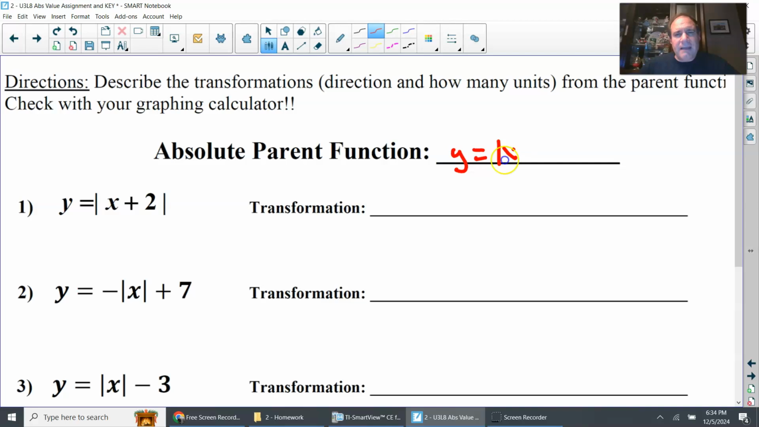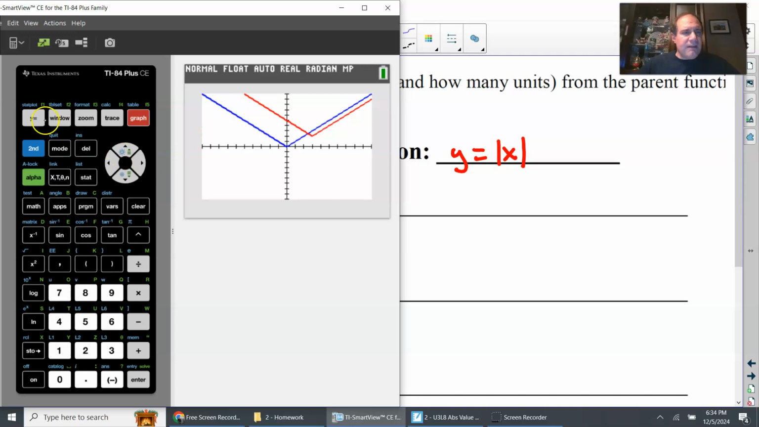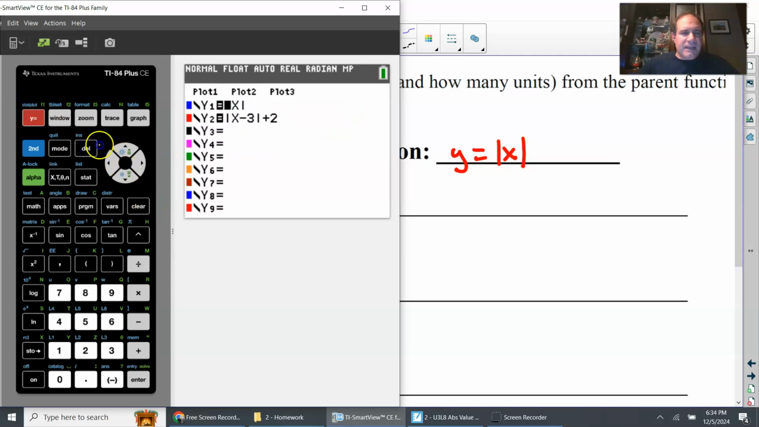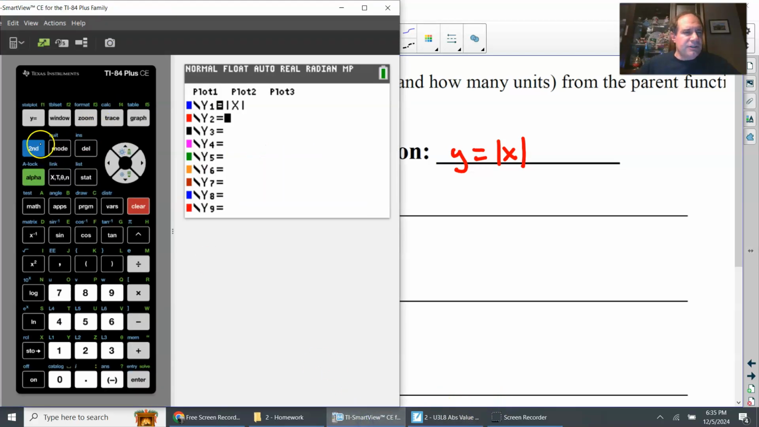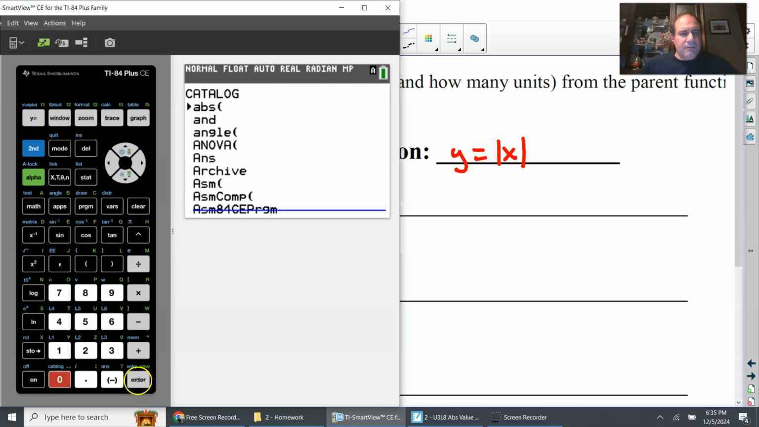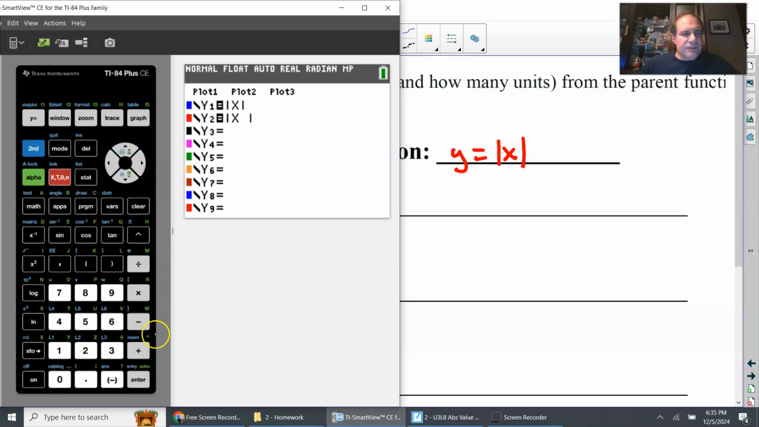So the absolute value function is the absolute value of x, and we have that graphed right here. So I usually leave it in, but if you find it confusing to look at two graphs, you don't have to leave it in. So I'm just going to go ahead and graph this. This is y equals the absolute value of x plus 2, and the x plus 2 is inside the absolute value. So I'm just going to get to the absolute value, the x plus 2 is inside, and then I'm going to go to the right to get it outside.